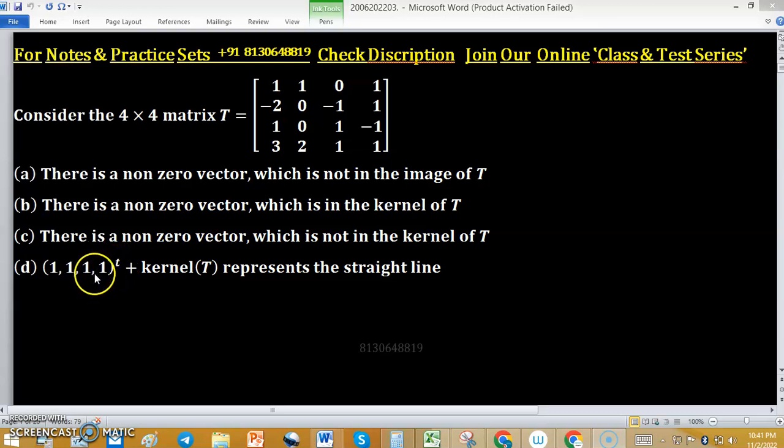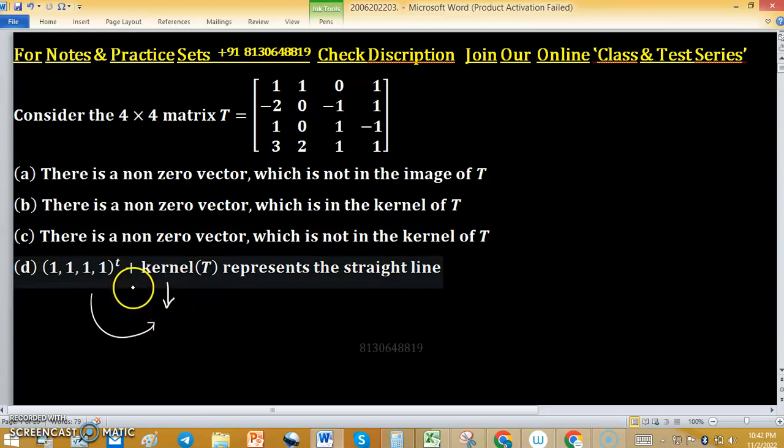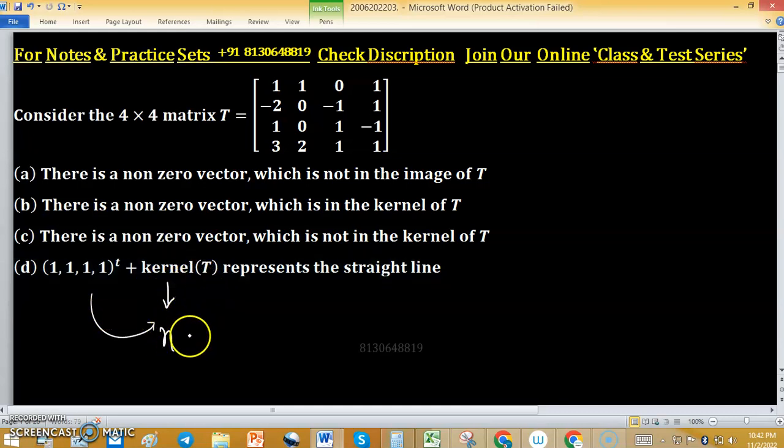Option C, there is a non-zero vector which is not in the kernel of T. And option D, 1 1 1 1 plus kernel T represents a straight line. So for option D, if kernel T is a single vector, and we add this vector, addition of two vectors is again a vector, and a vector represents a line. So in most cases this will represent a line if nullity of T is 1.